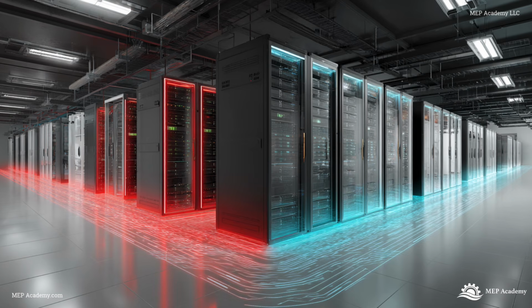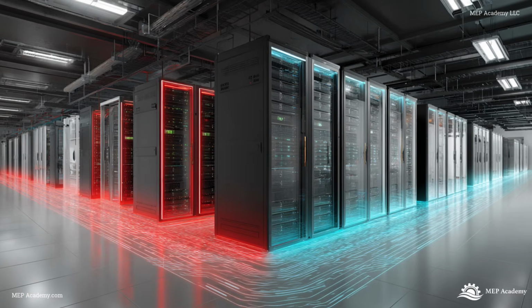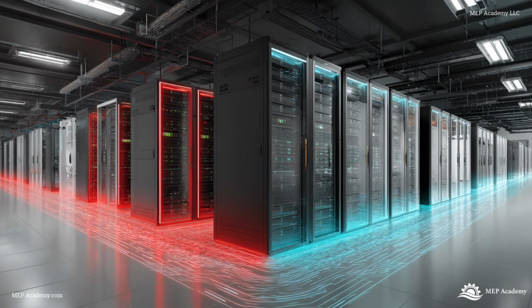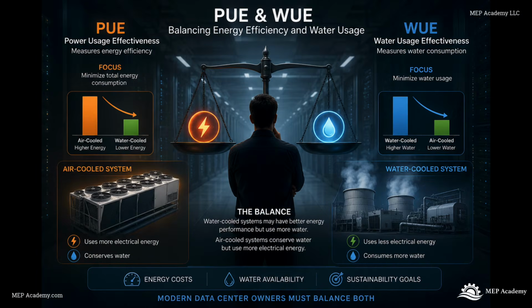For example, a data center in a drought-prone region may favor air-cooled systems to reduce water consumption, but a massive hyperscale facility with very high cooling loads may choose water-cooled systems because the long-term energy savings can be significant. This is also where two important metrics come into play: PUE and WUE. PUE stands for Power Usage Effectiveness and measures energy efficiency. WUE stands for Water Usage Effectiveness and measures water consumption. A water-cooled system may have better energy performance but use more water. An air-cooled system may conserve water but use more electrical energy. Modern data center owners have to balance both.